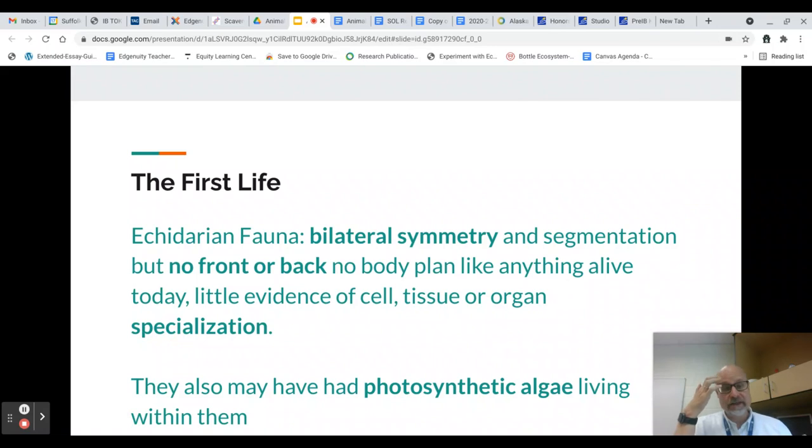They also had segments. So they were divided into segments like a pill bug or an armadillo. It had these different segments to it, had this bilateral symmetry, but there wasn't a front or back. So there wasn't this is where the eyes and the mouth and whatever are, or this is where the tail is. It was literally no front or back, just bilateral symmetry, segmented. They lived in the water. We have got nothing left alive today that looks even remotely like this.